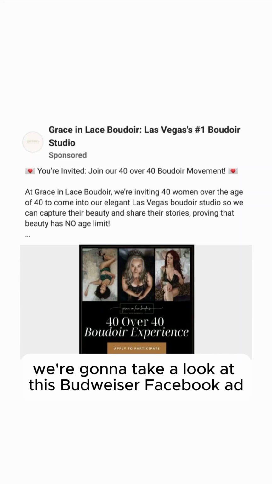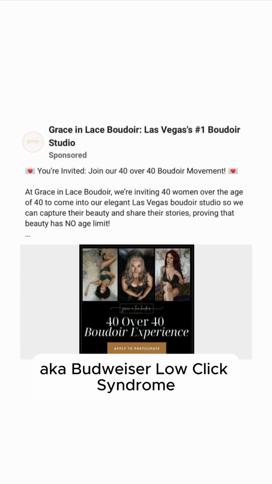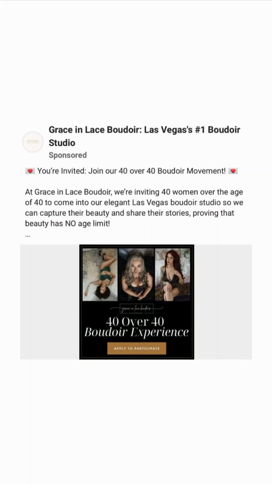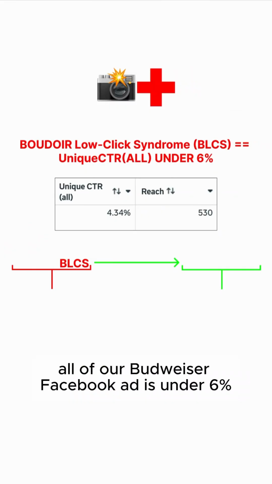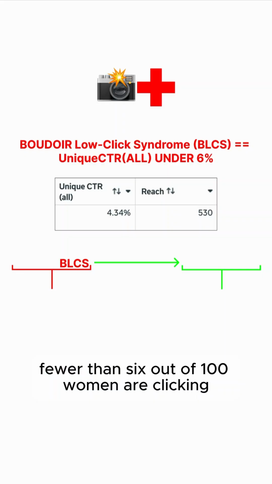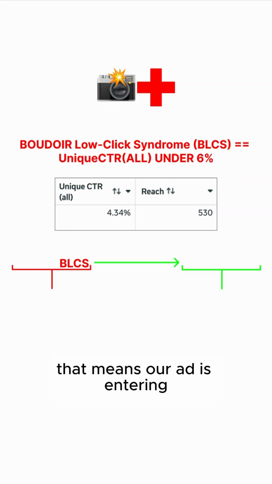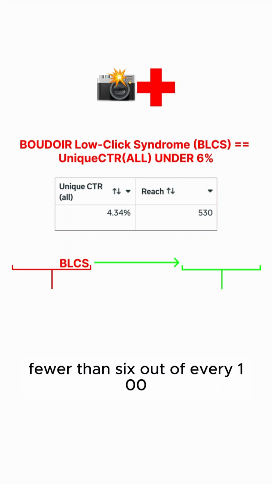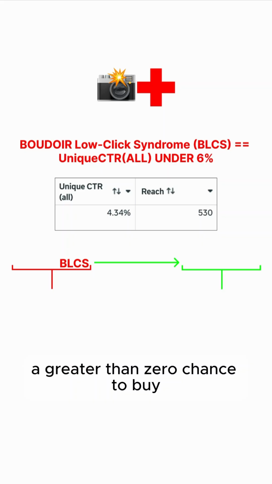All right, y'all, we're going to take a look at this Boudoir Facebook ad, diagnose it, see if we believe it has BLCS, aka Boudoir low click syndrome. So, BLCS is when the unique CTR of our Boudoir Facebook ad is under 6%, aka fewer than 6 out of 100 women are clicking anywhere on our ad. That means our ad is entering fewer than 6 out of 100 women's brains, and that means fewer than 6 out of every 100 women that see our Boudoir Facebook ad have a chance, greater than zero chance to buy.